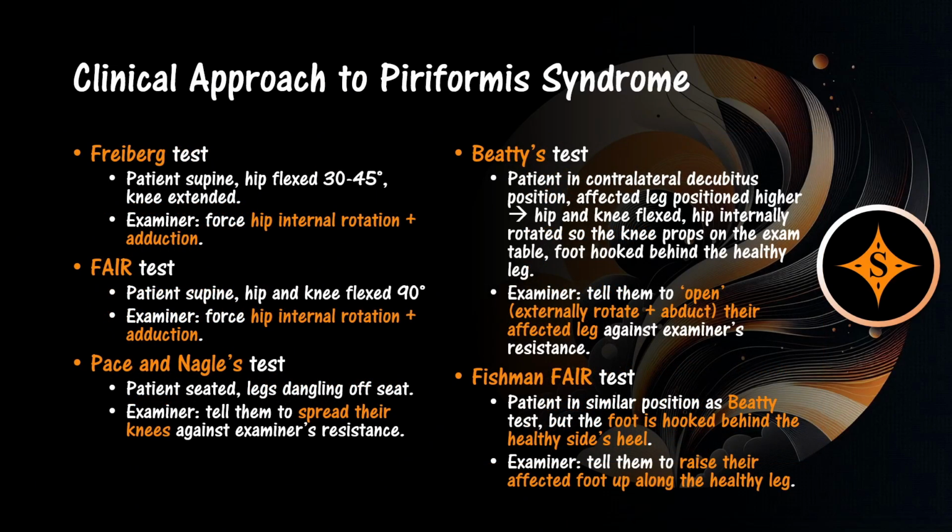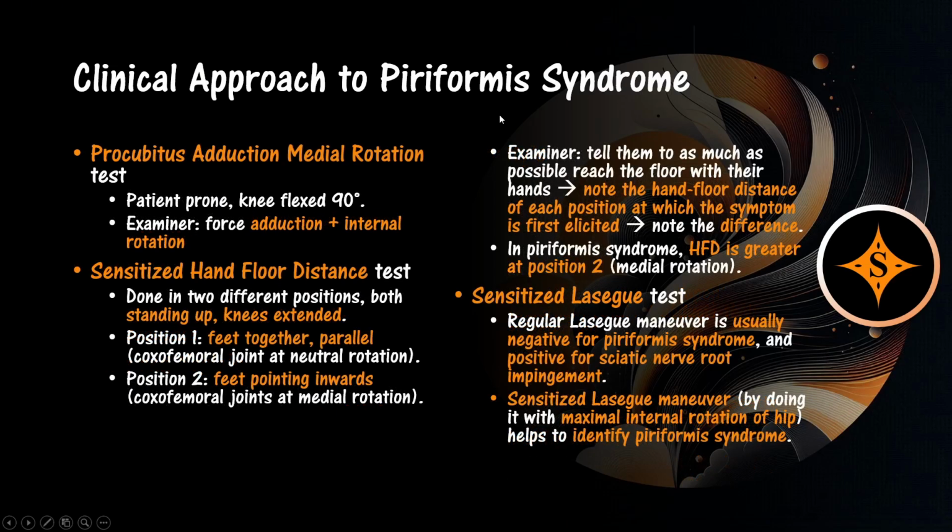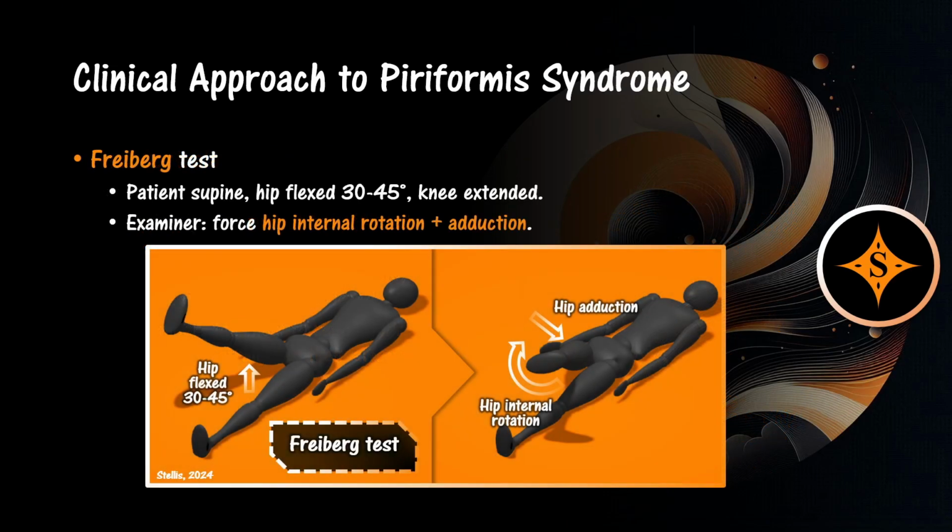So this is the summary. If you'd like to have a quick summary of the test, you can look at here, and we will go to the illustration. So this is the Freiberg test. You perform it with the patient supine and their hip flexed 30 to 45 degrees with their knee extended, and then you force hip abduction.